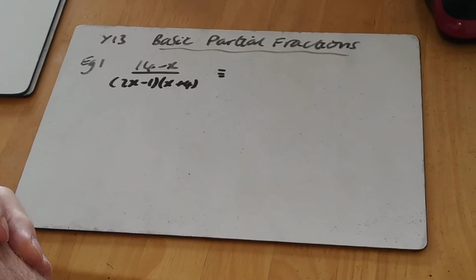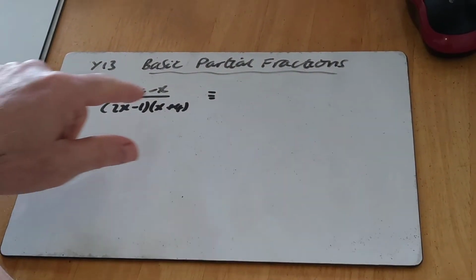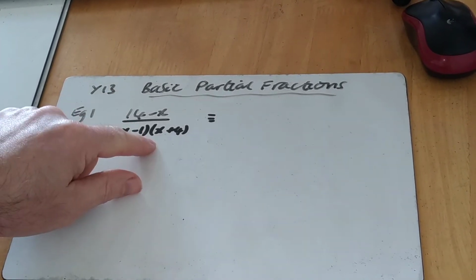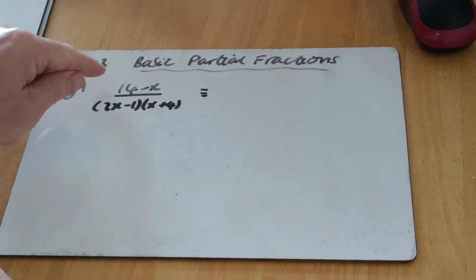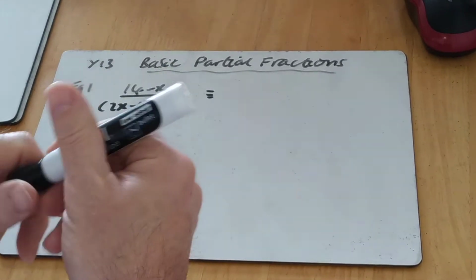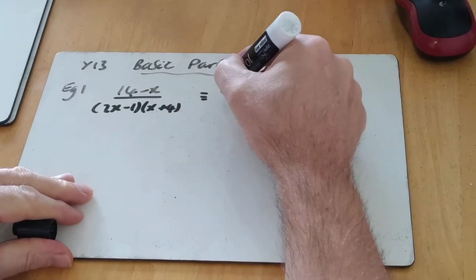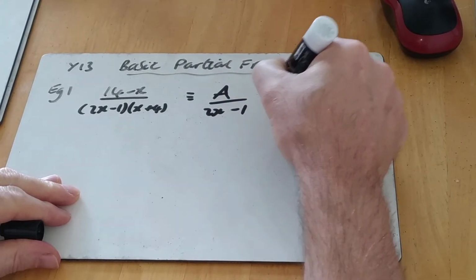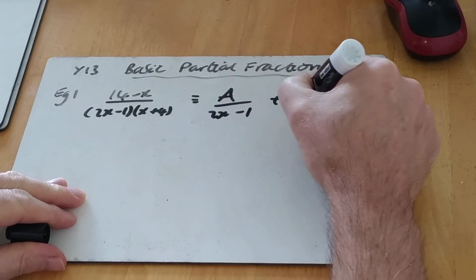Okay, we're looking at rewriting basic partial fractions at the moment. Ones where we've got nice linear factors on the bottom, and so if we've got a linear over a quadratic, I can just set it up as something over the first bracket, 2x minus 1, and then something over the second bracket, x plus 4.